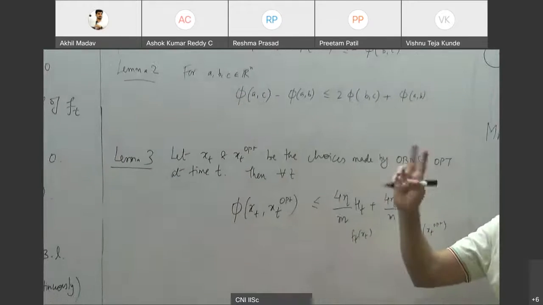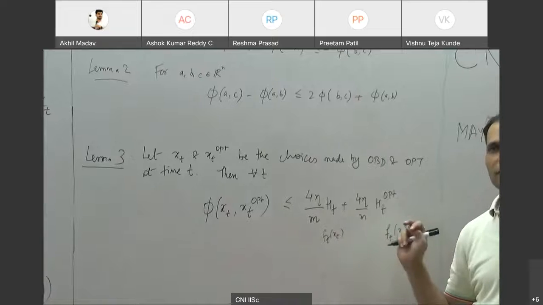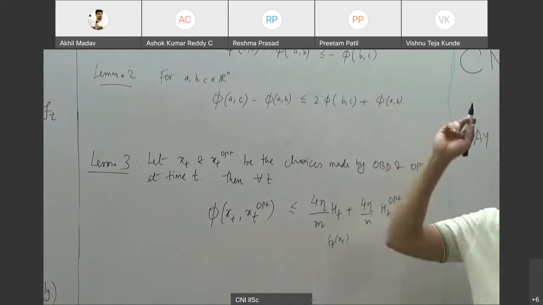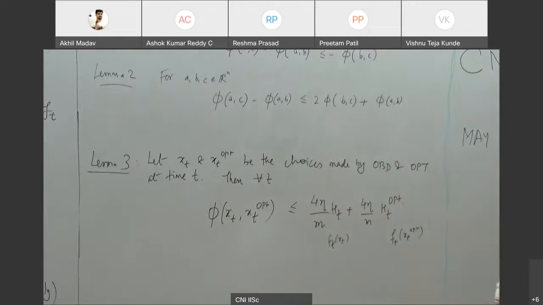Starting point is the distance between the two. How do I move from distance to function? For that, I need strong convexity. What should I add and subtract to this point? What is common to both of them? Something which is common to XT and XT OPT. Both are the same point, but from the outside they are wrapped around with the same function. What is one common place from which I can measure their distance? XT star is something common to them. Add and subtract XT star to the left hand side and see what I get.